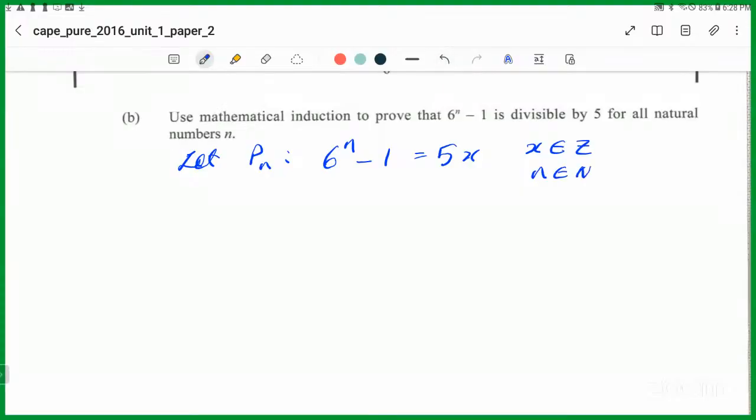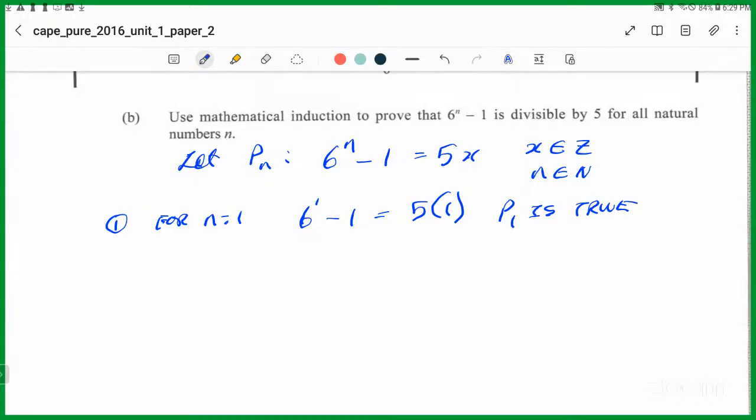And there's a 4 step process. Step 1 is to prove that it is true for n equals 1. So you're going to say for n equals 1, you plug the 1 in there. You're going to get 6 to the 1 minus 1. That is actually 5. 5 is 5 times 1. So it's 5 times an integer for you. So you can say P1 is true. So it is true for n equals 1.